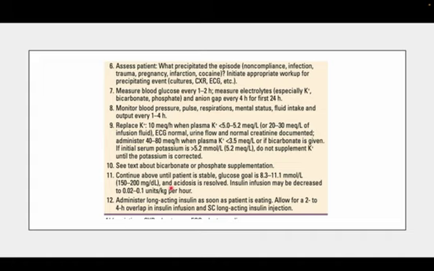Potassium should always be monitored. If less than 3.3, you cannot add insulin therapy. You should first correct the potassium, then add insulin therapy. Even if normokalemia is present, you should still add potassium at 10 milliequivalents per hour. If more than 5.2, you can just monitor.